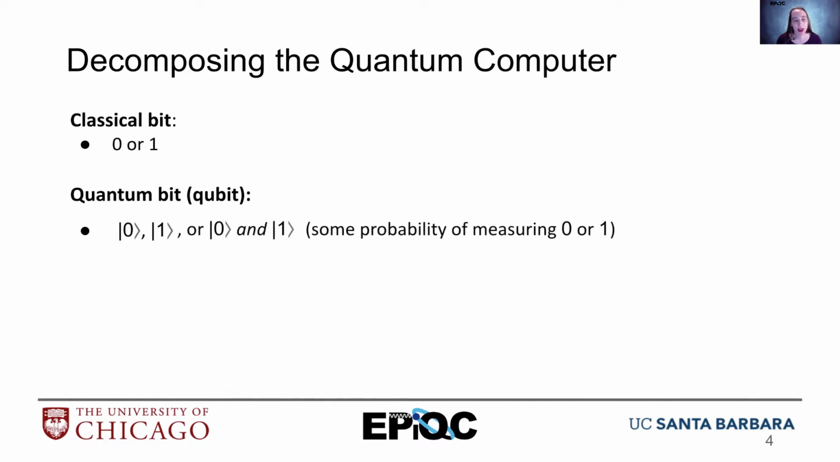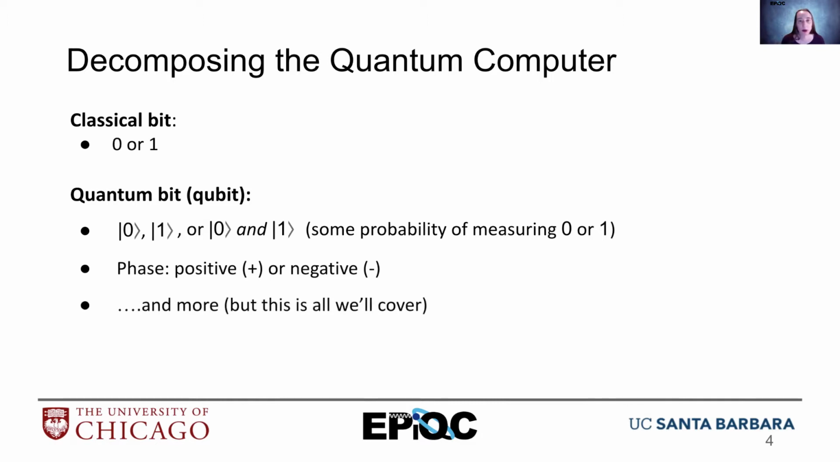What that means is that the 0 in that ket is the probability of measuring 0, and the other one is the probability of measuring 1, which is why we don't state it's just 0 or 1. It's actually related to the probability of measuring that. And then we know that the phase can either be positive or negative. In this course, we're not going to cover anything other than positive or negative, and then the probabilities of measuring 0 or 1. But there is one more aspect that you can do as bonus material if you wish.